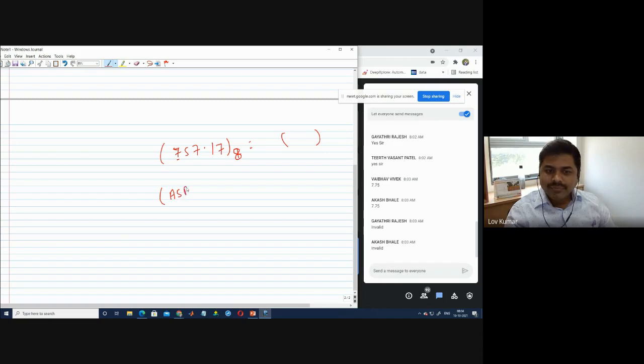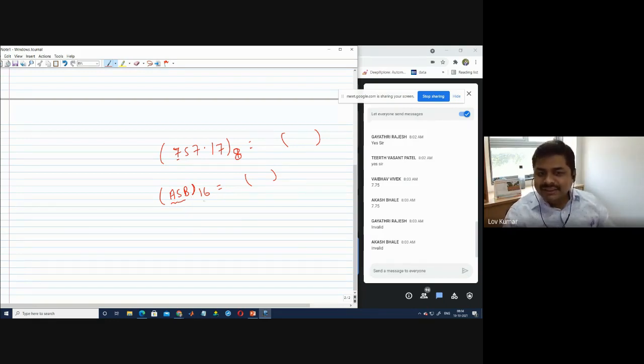A5B base 16. What is the decimal number? Okay, what is the decimal number? If you are writing A5B base 16, what is the decimal number? Anyone? What is the decimal number if you are writing A5B base 16?